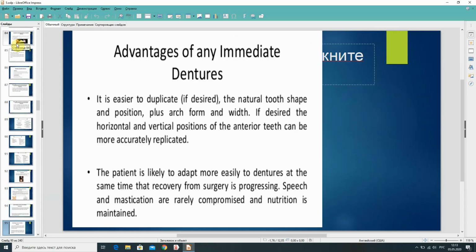Advantage of any immediate dentures: it is easier to duplicate, if desired, the natural tooth shape and position, plus arch form and width. If desired, the horizontal and vertical positions of the anterior teeth can be more accurately replaced. The patient is likely to adapt more easily to dentures at the same time that recovery from surgery is progressing. Speech and mastication are rarely compromised and nutrition is maintained.